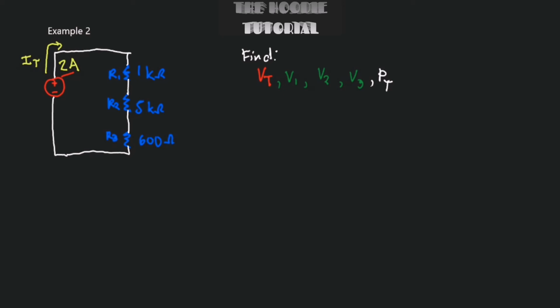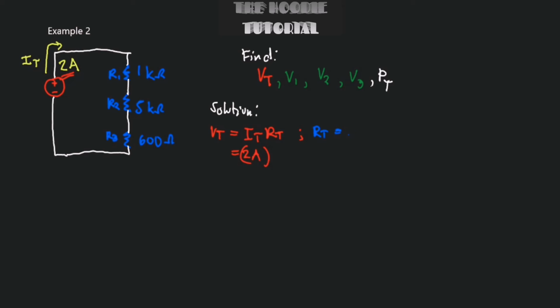So first thing, let's write the solution right here. We need to find the value of the total voltage. So what is the formula of the total voltage? That is Ohm's law, IT multiplied by RT. Since we already have the total current right here, which is 2 amps, we would have to just substitute that one. However, we don't have the value of RT yet, so we need to find the total resistance of the circuit.